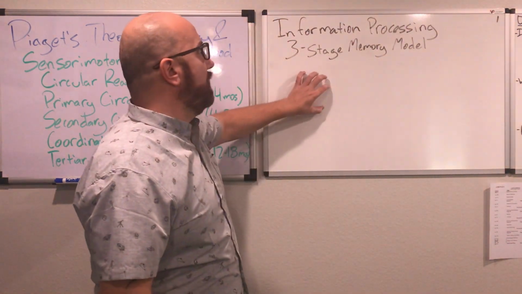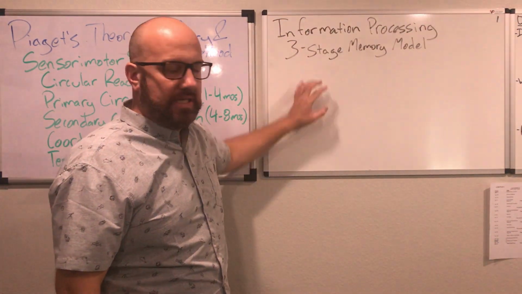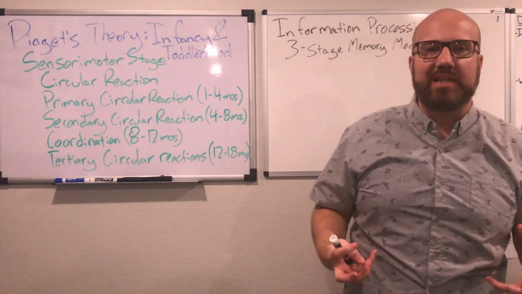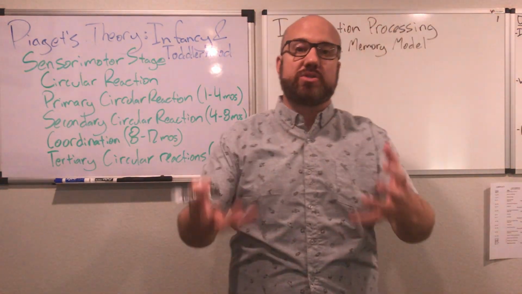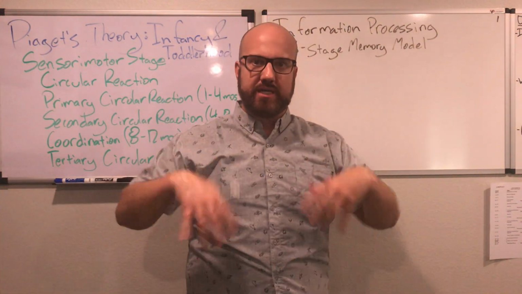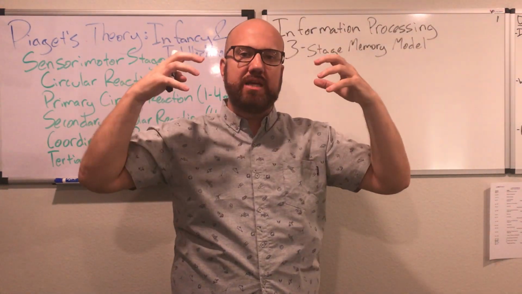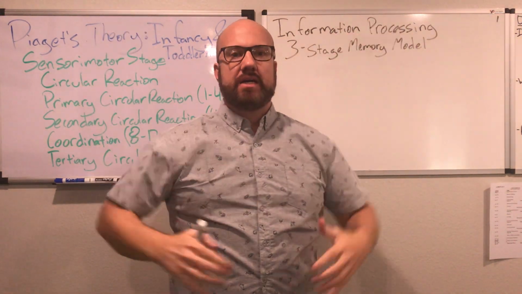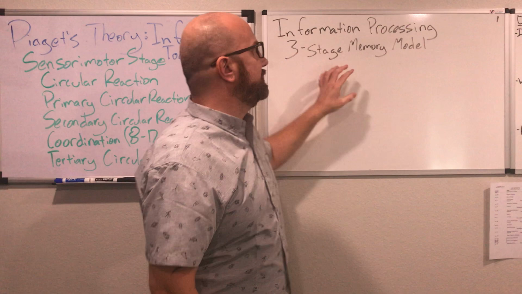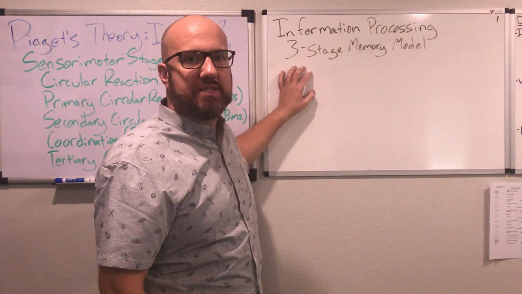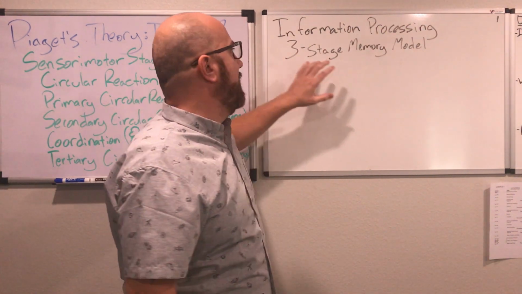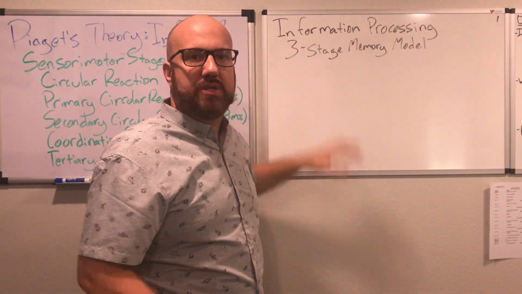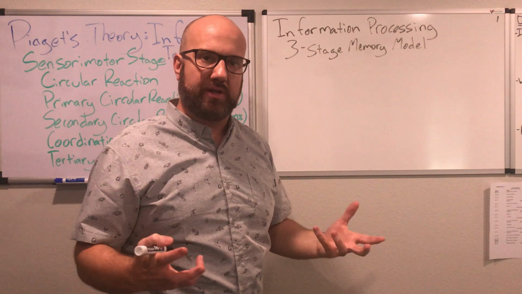Now, let's move on to the information processing model. If you remember, the premise here is that we are these symbol manipulating machines, and we do learn symbols and we retain them in our memory, and that's how we cognitively develop, okay? So what I'm going to cover with the information processing model is what's called the 3-stage memory model. This is the most commonly used model to understand how we remember things.